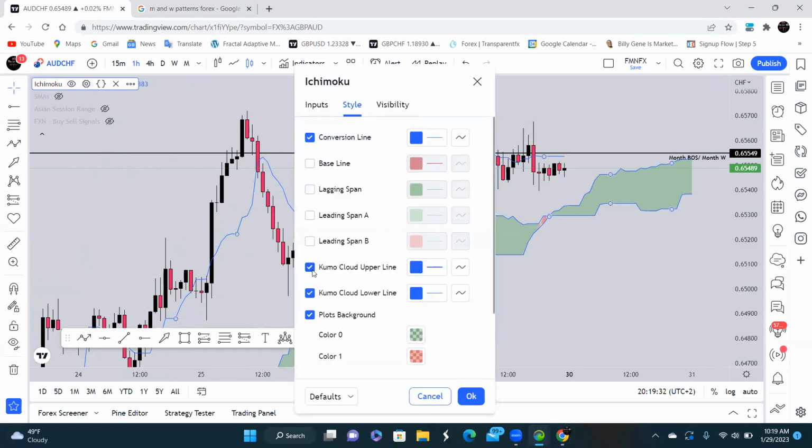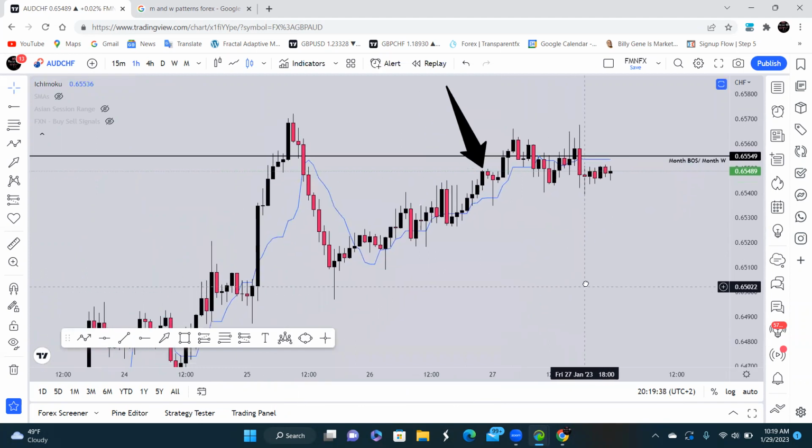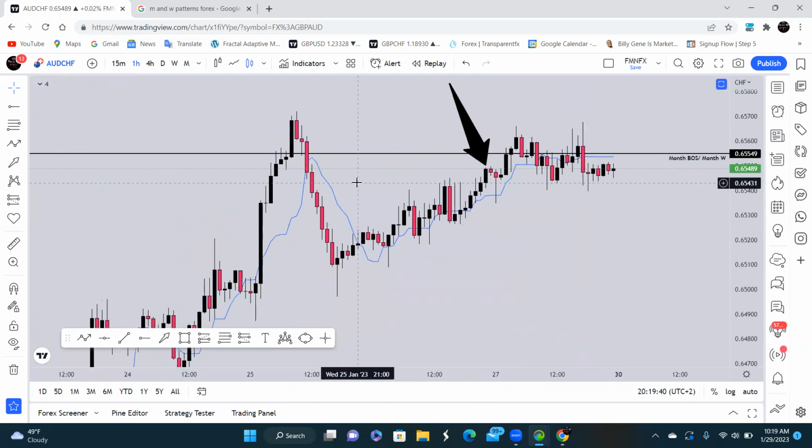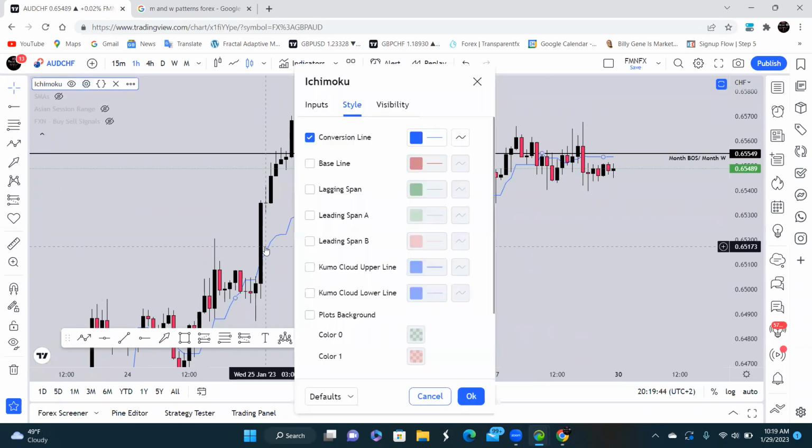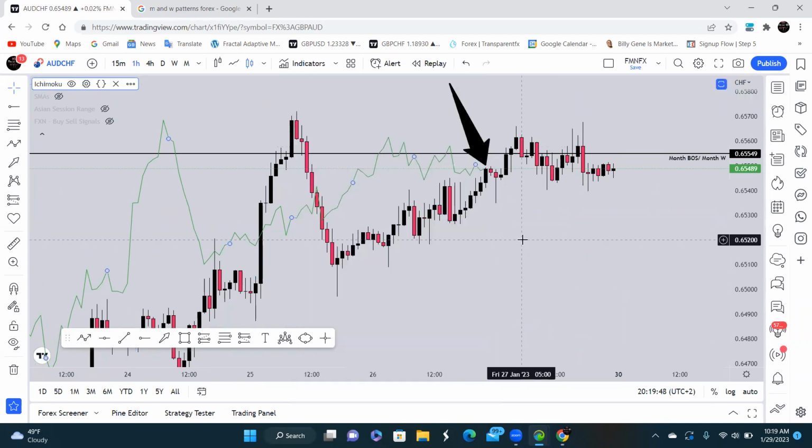Let's do this. Okay, let's go back to the basics. Let's go back to the basics. Uh-oh, I got rid of the wrong thing. Where's my lagging span and conversion? There you go. Back to the basics, shall we? So we have consolidation.